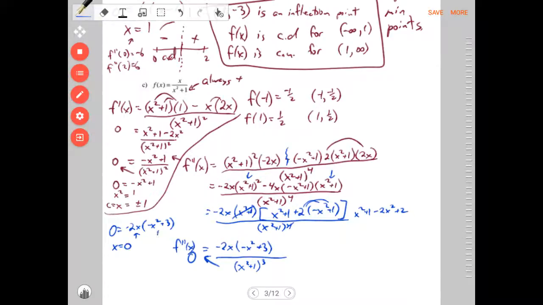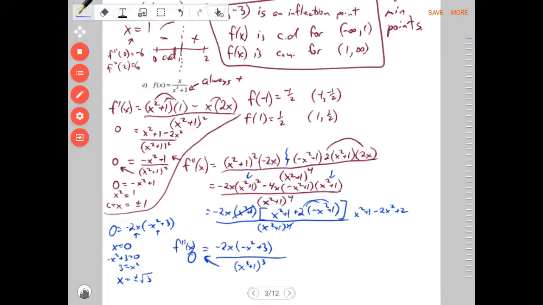Then we have this term, which has to equal 0 as well. So we get negative x squared plus 3 equals 0. The negative x squared can come across, so 3 equals x squared. Taking the square root, x equals plus or minus root 3.